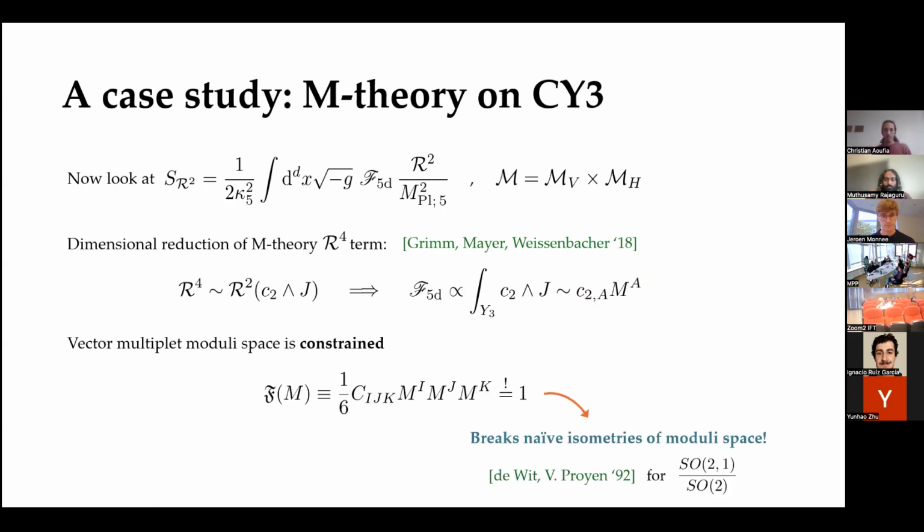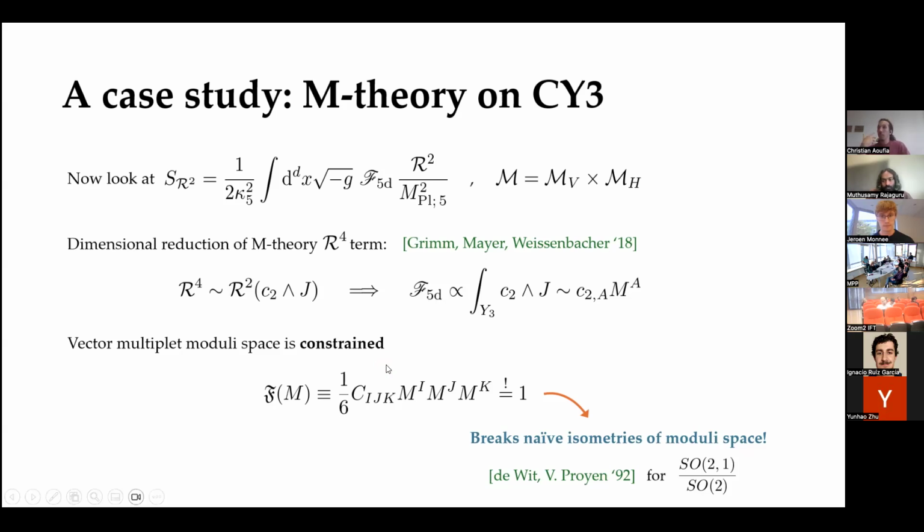Although now we have an important difference. Here, the vector multiplet moduli space is given by a constrained hypersurface. And as argued in this paper, this breaks the naive isometries of moduli space. So we can think about a simple example to see how this happens. In this simple example, the moduli space, this homogeneous space, is characterized by having SO(2,1) isometries, but the tensor with which we write the constraint is, of course, not an SO(2,1) invariant tensor. And this means that this kind of constraint breaks these isometries.